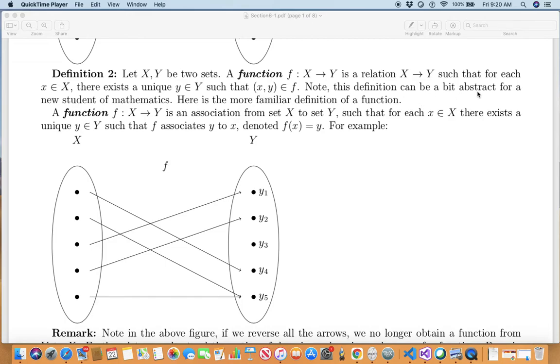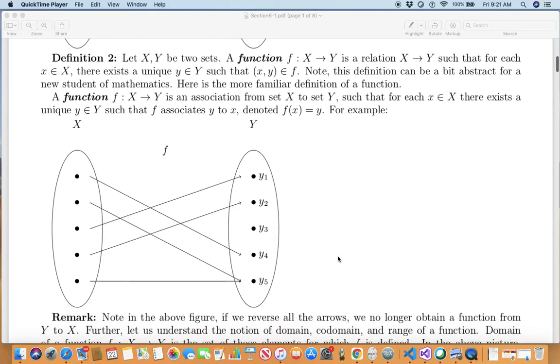Now, this definition can be a bit abstract for a new student of mathematics. Here is the more familiar definition of a function. A function f from X to Y is an association from the set X to set Y, such that for each x in X, there exists a unique y in Y such that f associates y to x. You denote this association by f of x equals y.